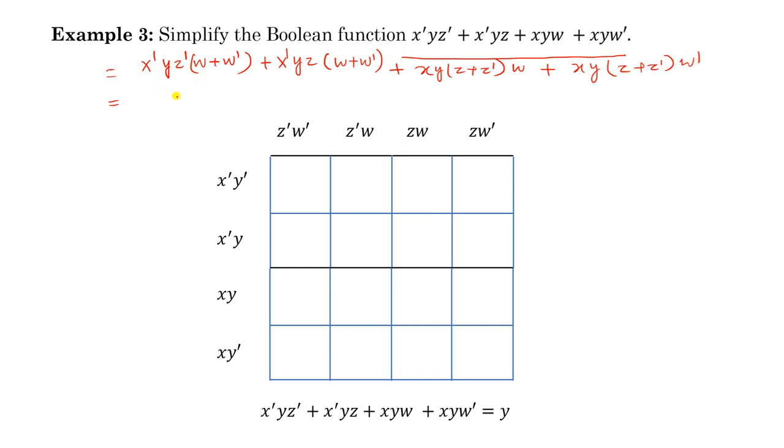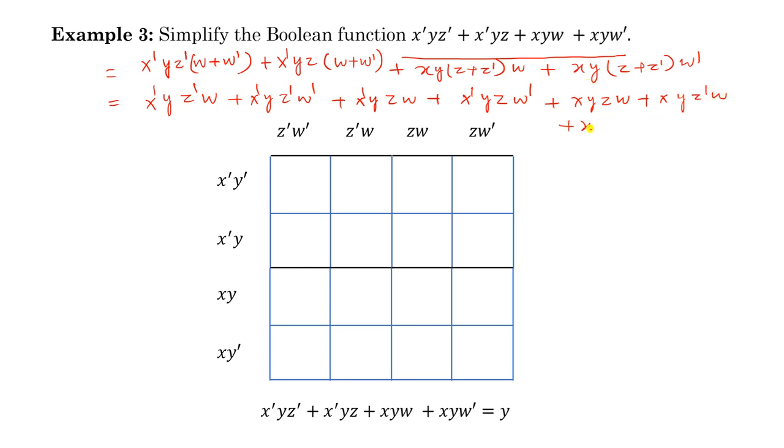So you can further simplify it. You can write it x dash y z dash w plus x dash y z dash w dash plus x dash y z w plus x dash y z w dash plus x y z w plus x y z dash w, and finally x y z w dash plus the last one x y z dash w dash. Now we will replace each minterm with one.